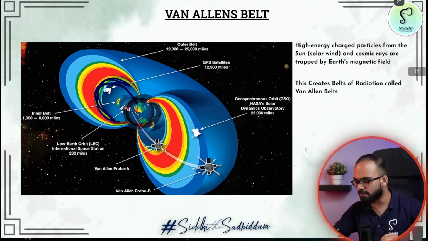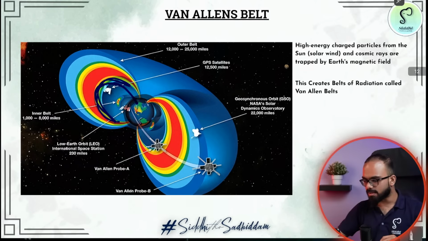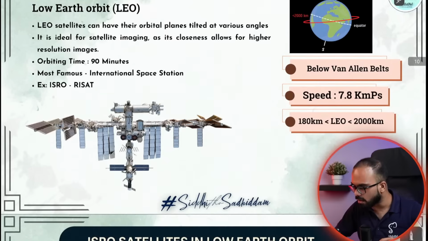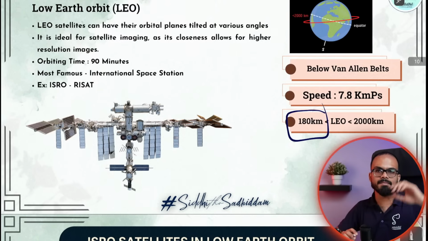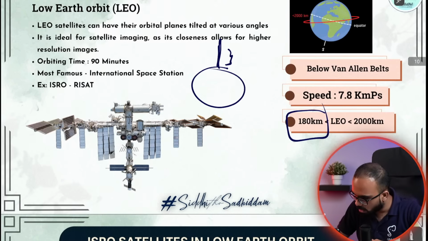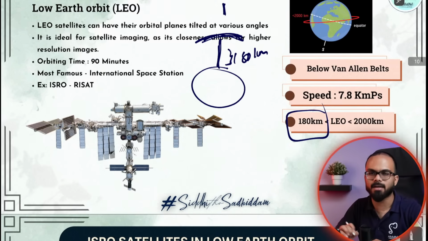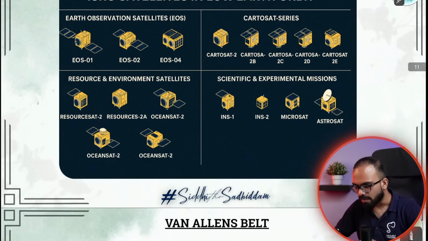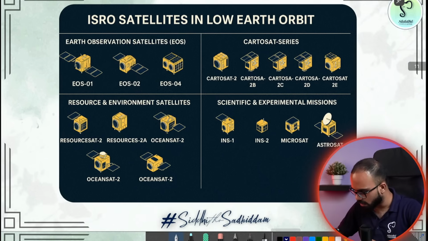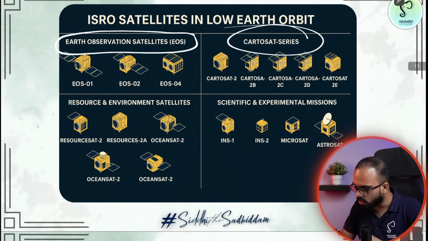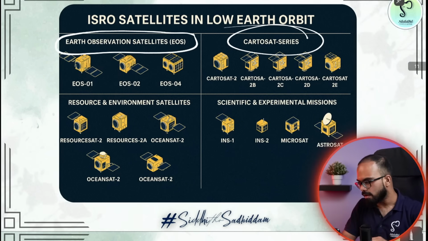Van Allen belts are the belts of radiation that are there around the Earth's surface. So when you are placing any satellite in low Earth orbits, you need to place them below 180 kilometers. If this is Earth's surface, you have to place it below 180 kilometers, and after 180 kilometers you have Van Allen belts, and beyond Van Allen belts you can place your satellites again. So this is about the low Earth orbits, and there are different kinds of satellites in low Earth orbit. For example, all the Earth observation satellites. There is the Cartosat series. I'll talk about these satellites, don't worry.